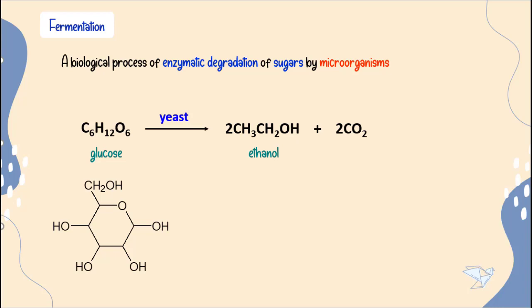Many of the common methods for the preparation of alcohols have been discussed in previous chapters or will be considered later. One of the methods to prepare an alcohol is through fermentation. Fermentation is a biological process of enzymatic degradation of sugars by microorganisms. But this method is only used to prepare ethanol. You can't make any other alcohol this way.